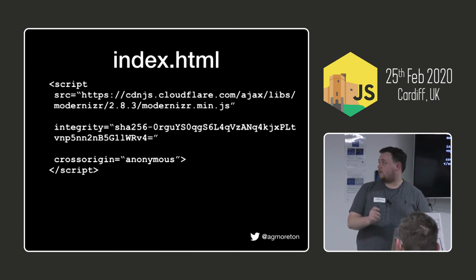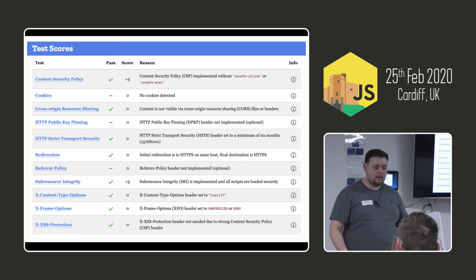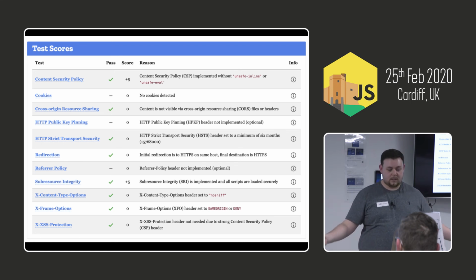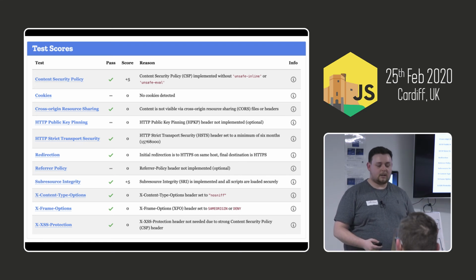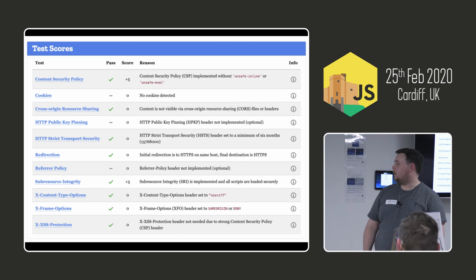So great, we do that. We run our scan again, and now, happy days. We've got a tick, and we've got a +5. We're getting extra credit there. So it says sub-resource integrity is implemented, and all scripts are loaded securely. Okay, yeah, we're only loading one script, but technically, yes, all scripts are being loaded securely. I'm happy with that.